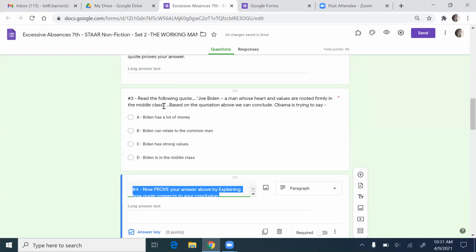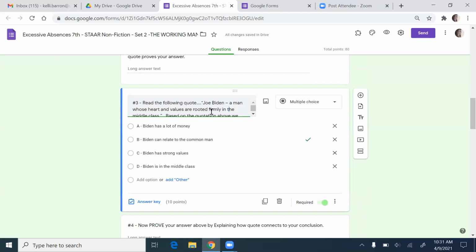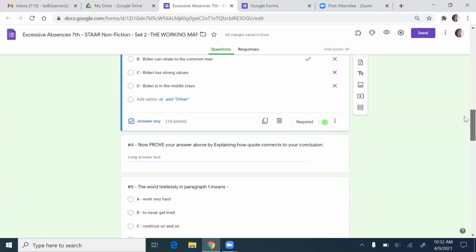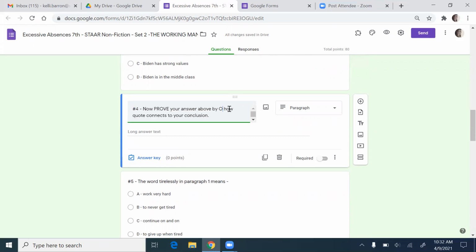So you need to help them understand that the correct answer is B because of this phrase, rooted in the middle class. They're going to want to pick C and D. The correct answer is B. So I'm going to change this one right here. Number four, instead of explaining, I'm about to change it to now prove your answer by omitting the answers that are wrong. And they're going to need to come down here and explain why A, C, and D are wrong. A is an obvious wrong, but why are C and D wrong? Have that conversation with the class. Okay, I'll get that changed.